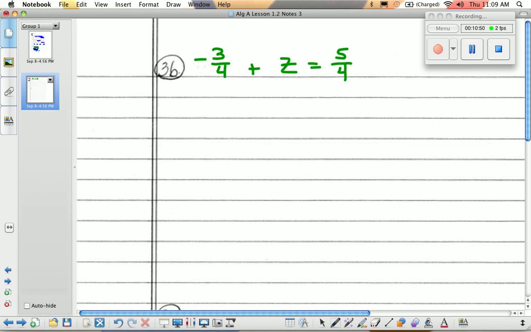Let me have these two trade places because it's addition. It's addition, they can. So after they trade places, now we can see that Z, the one we want to isolate, the one we want to solve for, has something being added to it, and that something is a negative number. So whenever there's a negative number being added, we're going to add its opposite. Destiny, what's the opposite of negative 3/4? Positive 3/4. So we're going to add 3/4 to both sides.